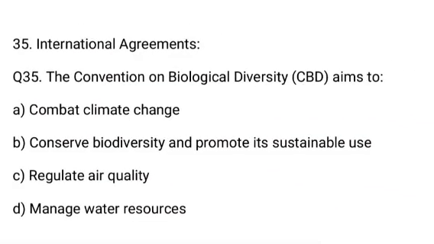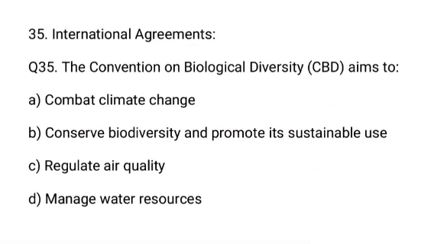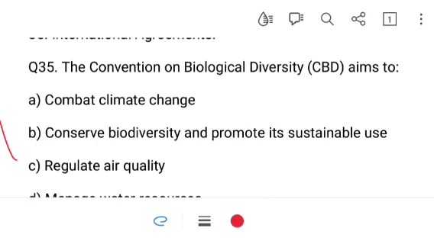Next is international agreements. This is the topic, and the question is, the Convention on Biological Diversity, CBD, aims to do what? Combat climate change, conserve biodiversity and promote its sustainable use, regulate air quality, manage water resources. What do you think? Okay, it will be conserve biodiversity and promote its sustainable use.